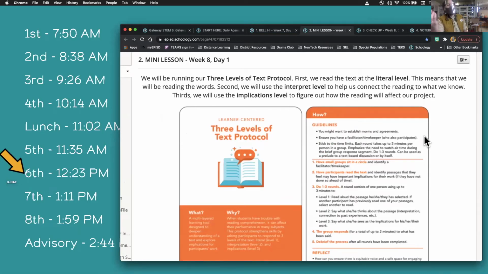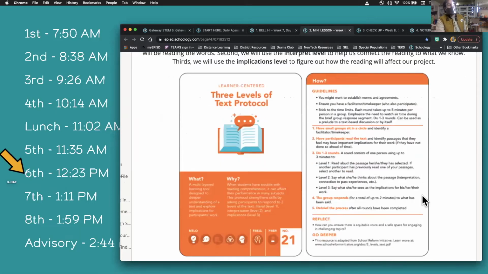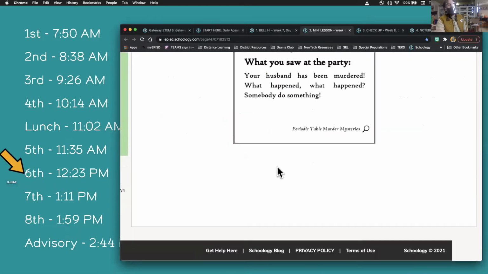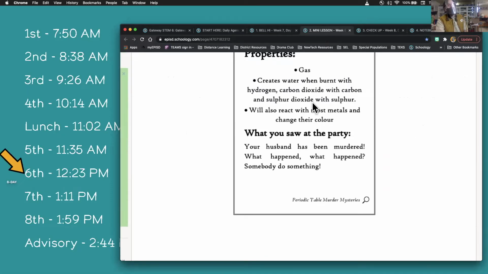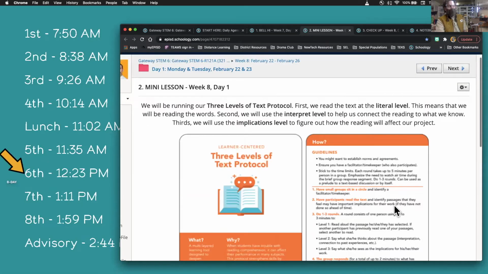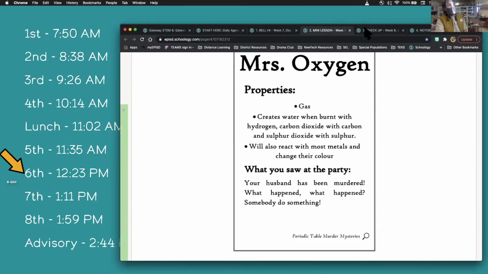What does this affect? How does this affect the way you're going to solve this murder mystery? What does the information in here, and what you think about the information, tell you you're going to have to deal with when you start solving the murder mystery? So let's go ahead and go to that checkup question.